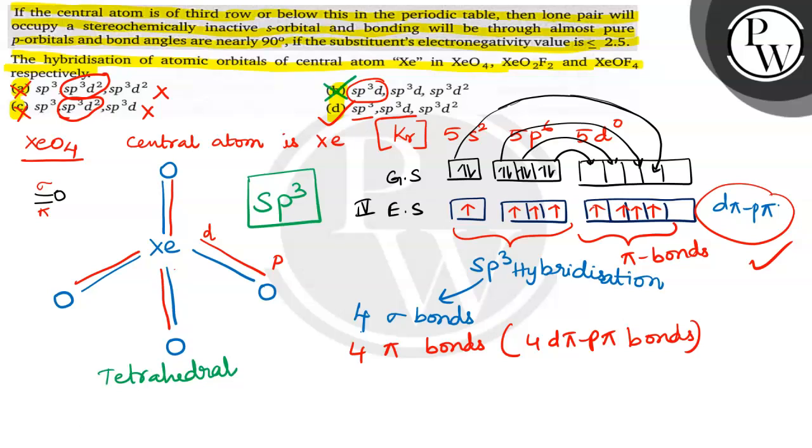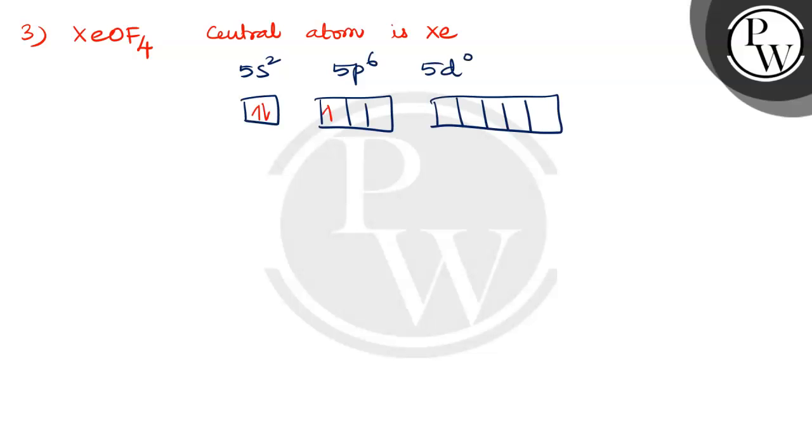XeOF4. Let us see the third one, XeOF4. Central atom. What is the central atom here? Xenon: 5s2, 5p6, 5d0, 1 2 3 4 5 6 7 8. This is the ground state electronic configuration.